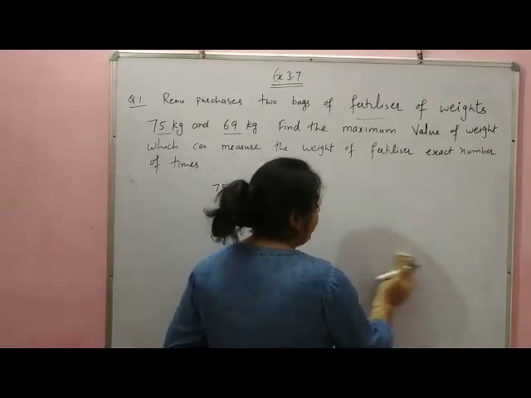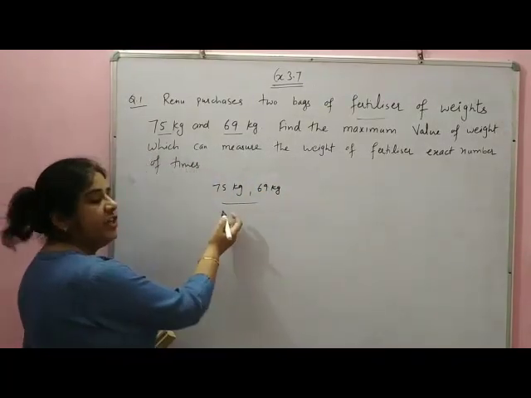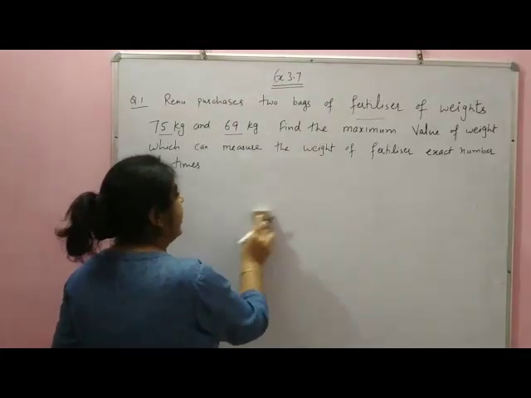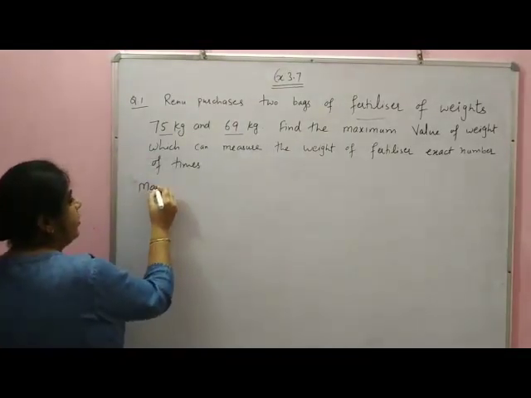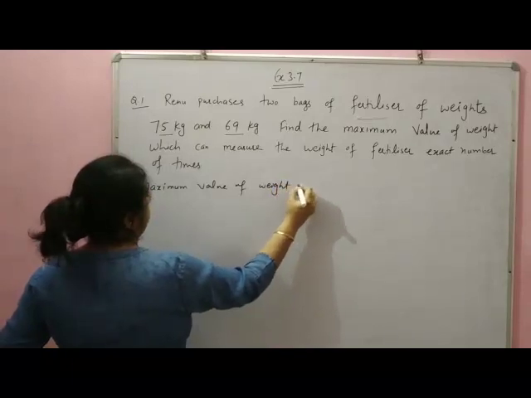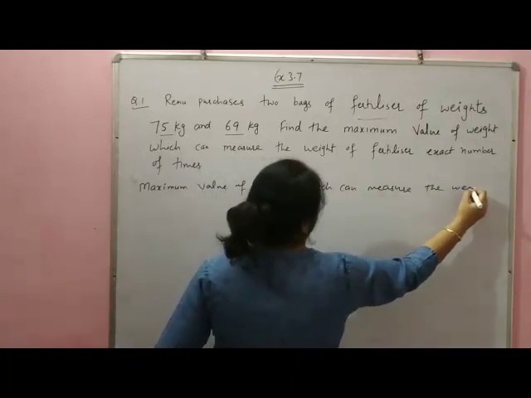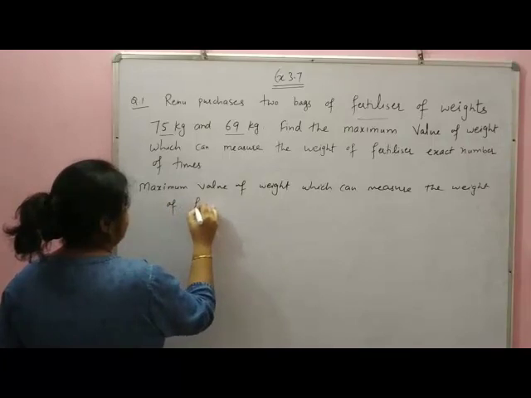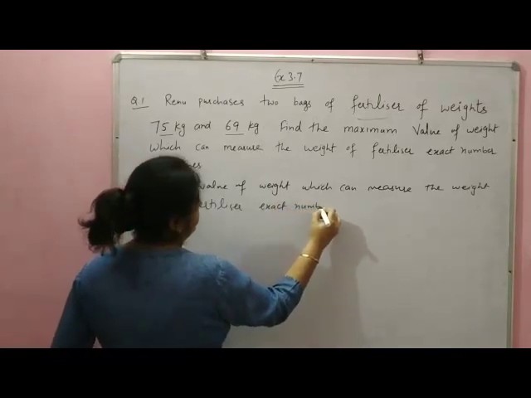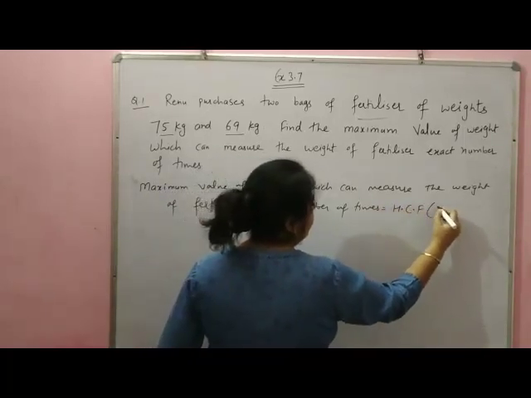In the same way, we have to find the maximum value of a weight which divides these 2 numbers exactly. It means we have to find the HCF of these 2 numbers. So the maximum value of weight which can measure the weight of fertilizer an exact number of times means we have to find the HCF of these 2 numbers.